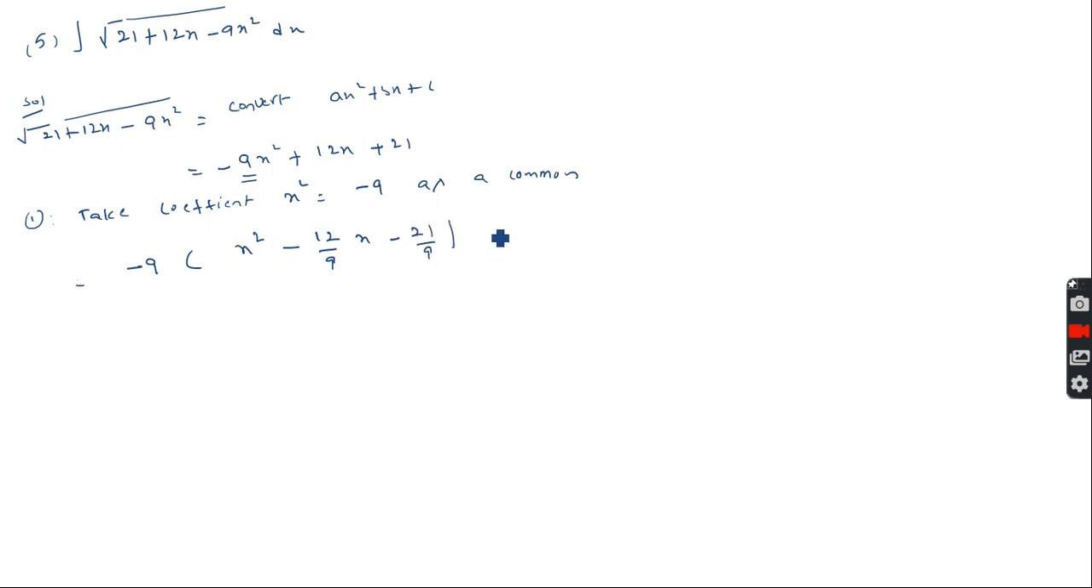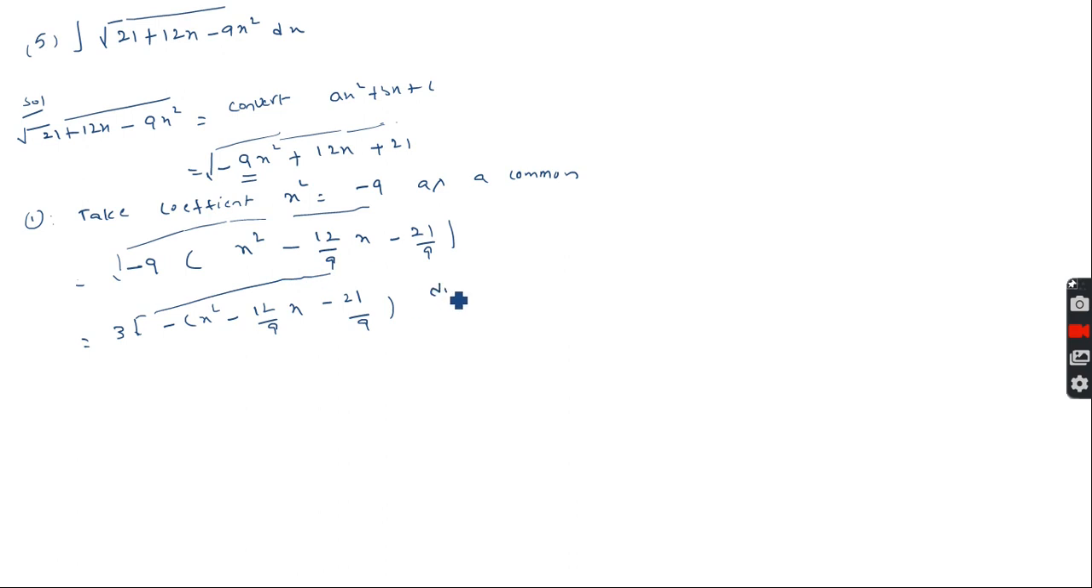So this is the equation, and a root is involved here. First, taking 9 outside the root, we get 3 into root of minus of x square minus 12 by 9x minus 21 by 9, into dx.